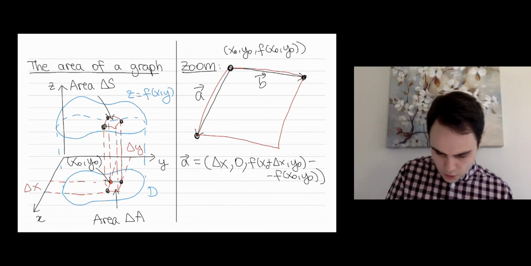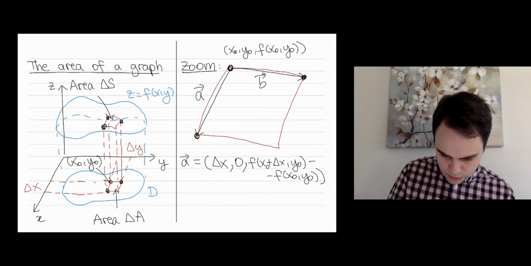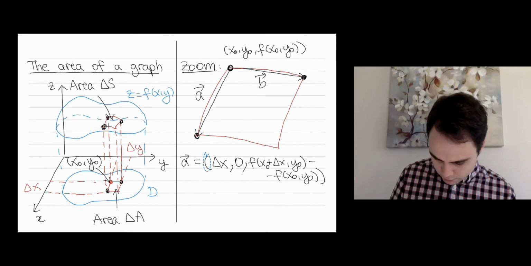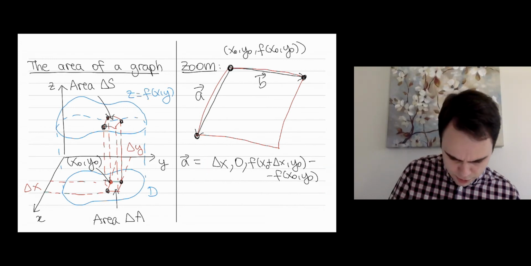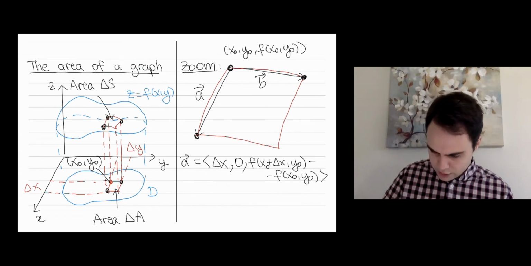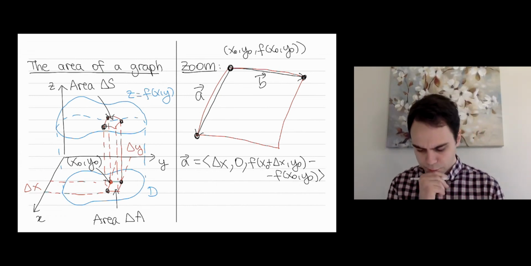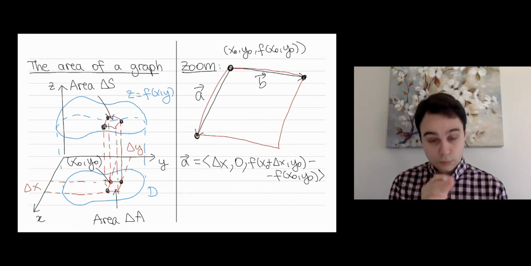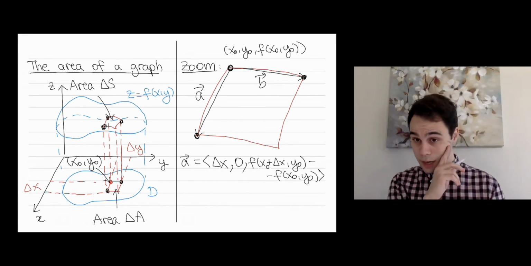So there you have it. Oh, I broke my rule. I said that I would draw vectors with square brackets, but here I had round brackets, so let me correct that. Okay, now I have square brackets, angle brackets. Good. So that's the exact formula for A.